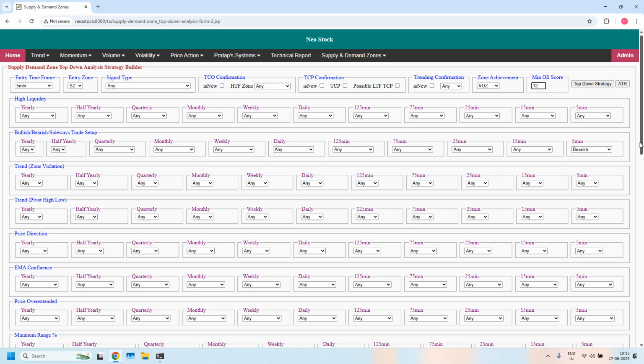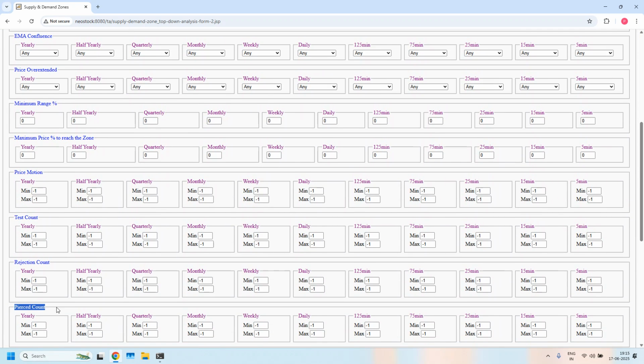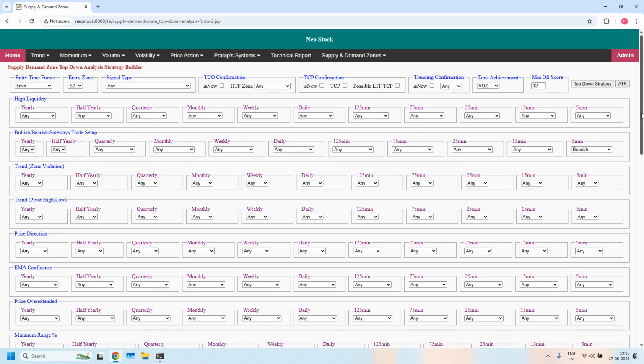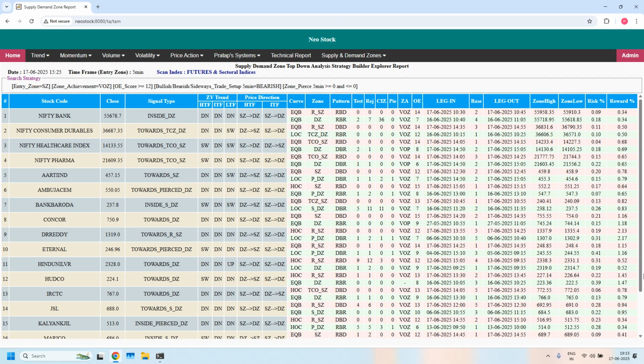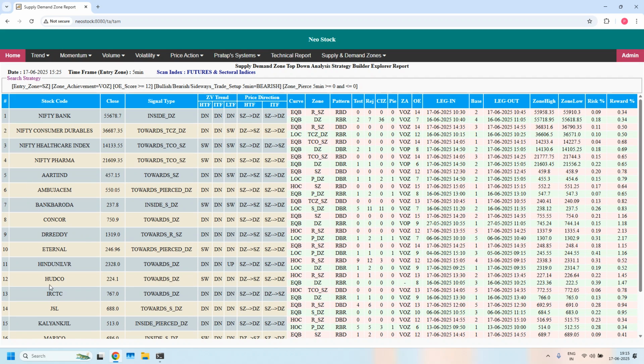And also 5 minute supply zone should not be pierced. So in the pierced count parameter at 5 minutes time frame, minimum value 0, maximum value 0. With these filters, we got 19 stocks. So first 15 stocks in the list. This is a bearish trade setup for hourly income trade, and entry time frame zones are 5 minutes supply zones.